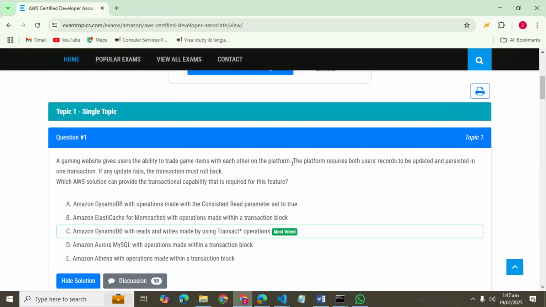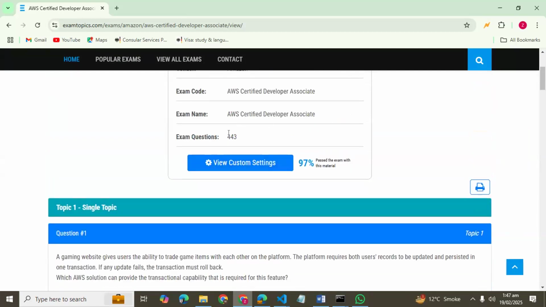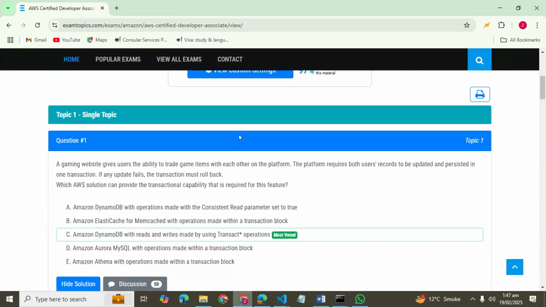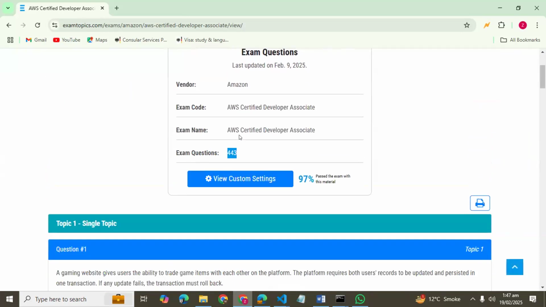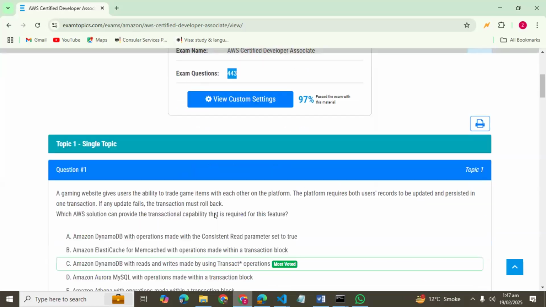And you can easily pass it if you have a full understanding of these 443 questions, or if you cram these 443 questions. So you have two options, whatever you want, you can do it, right? You can easily pass this certification if you memorize it, or if you understand these 443 questions. So this is one of the ways.